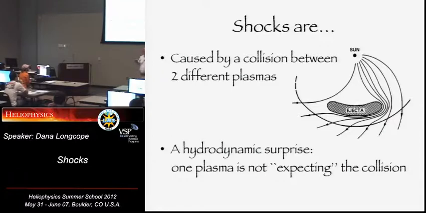We saw in several examples here, the critical thing about a shock is it's caused by a collision, okay? Just the very first thing you want to know about shocks between two different gases, two different plasmas in this case, like the coronal mass ejection plasma, the ejecta, and the solar wind plasma. The other thing about a shock, my favorite definition of a shock, is that it is a hydrodynamic surprise, okay?